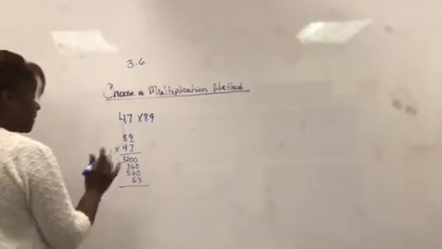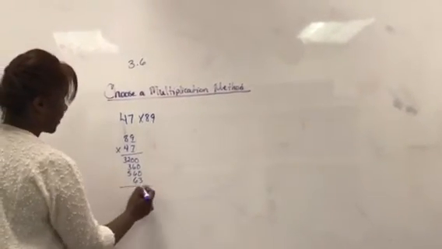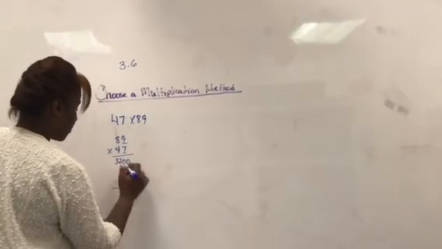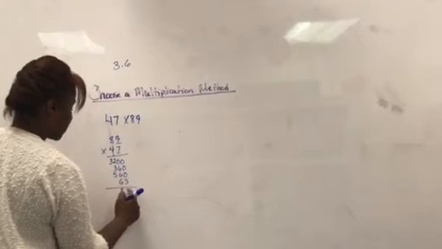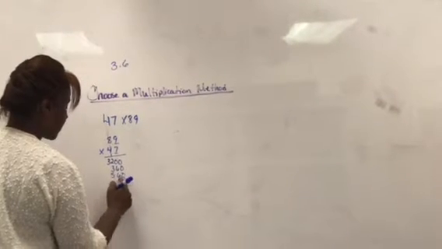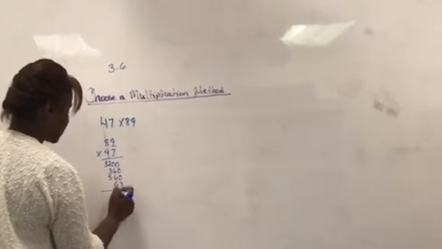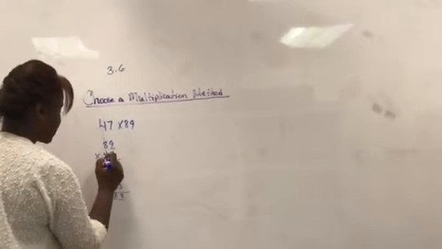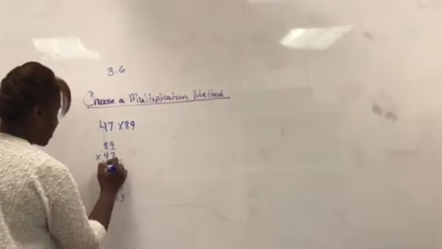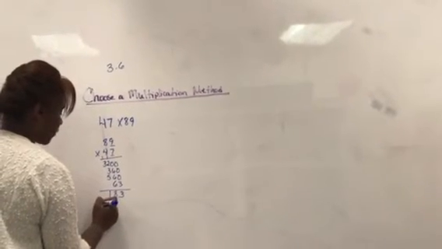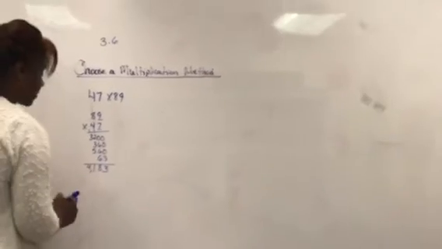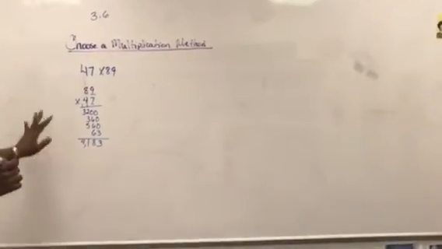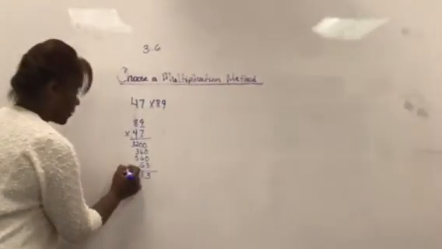And then we're going to add that all together. If we do that, we say 3, just drop it down. And then 6 plus 6 plus 6 is 18, bring over our 1. And then 3 plus 5 is 8, plus 2 is 10, plus 1 is 11. We're going to drop that 1 over there, and then we have 4,183.